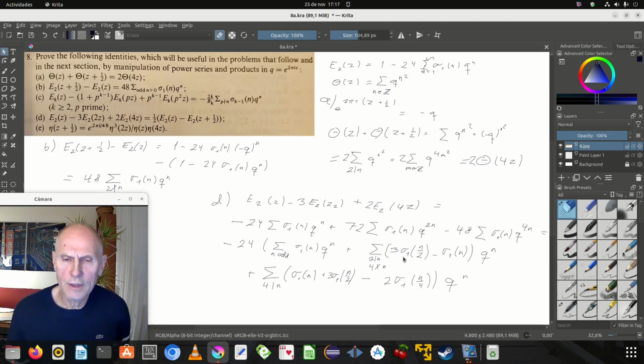Of course, all the divisors of n half are also divisors of n. So which divisors of n do we not get? I need to make an example just to check that. So let's say n equals 14. We have the divisors 1, 2, 7, 14.